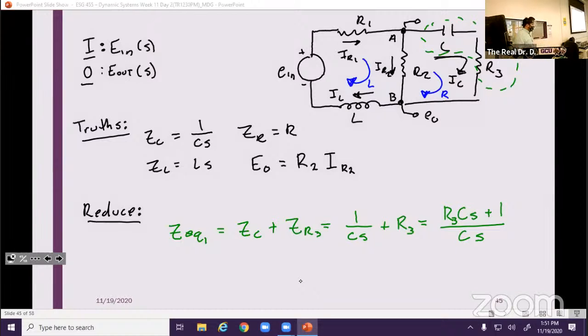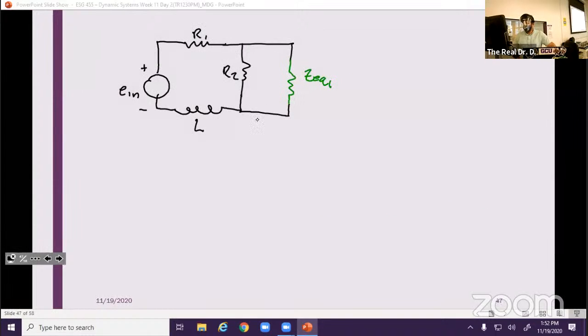Okay, so we got that. Found my equivalent impedance, so I'll draw my new circuit. All right, I've still got A and B. This is still I, R1. We know that this is still IC. All those currents are still different. So now what do we know?